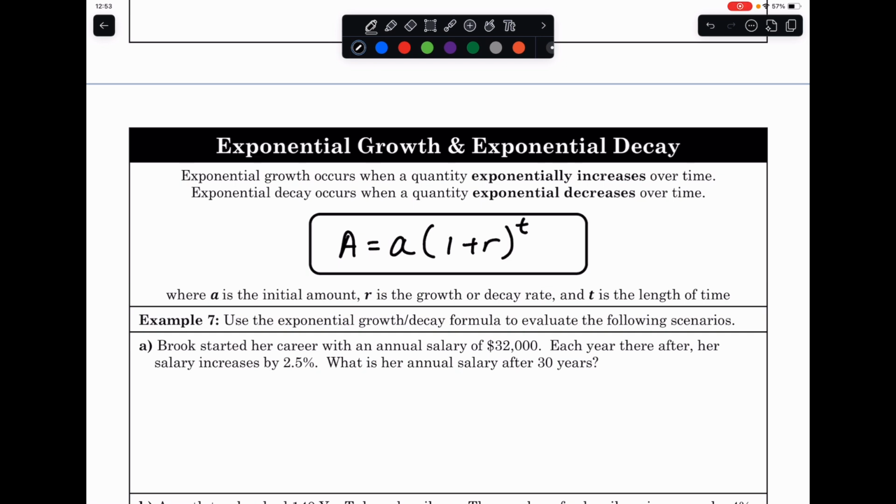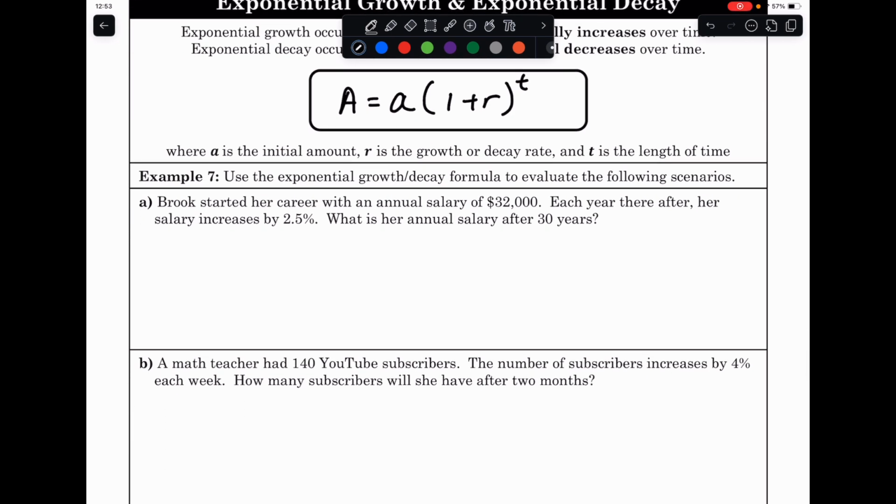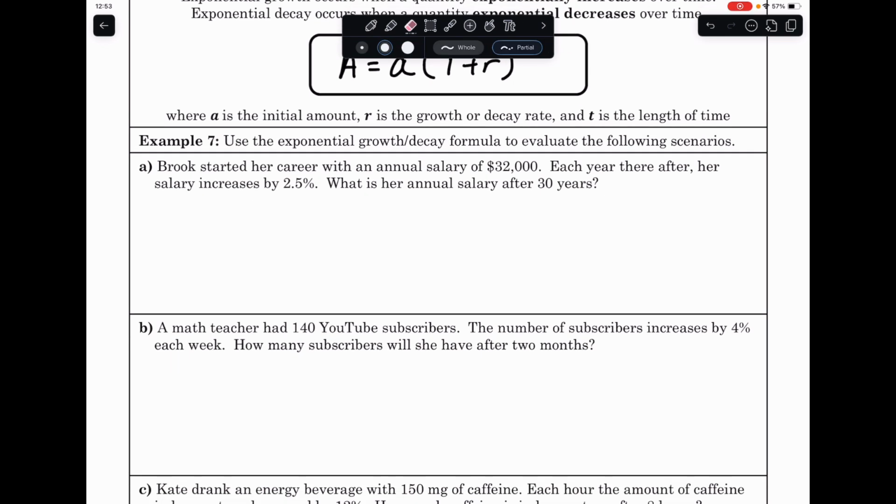So these increases are a percentage and not a constant rate of change. So for example, look at example 7a. Let's say that Brooke starts her career at an annual salary of $32,000. Now, each year after that, her salary is going to increase by 2.5%, meaning that the value of r is going to be 0.025. Notice that there's no compounding value. It's just going to go up by 2.5%. Now, what's her salary going to be after 30 years?